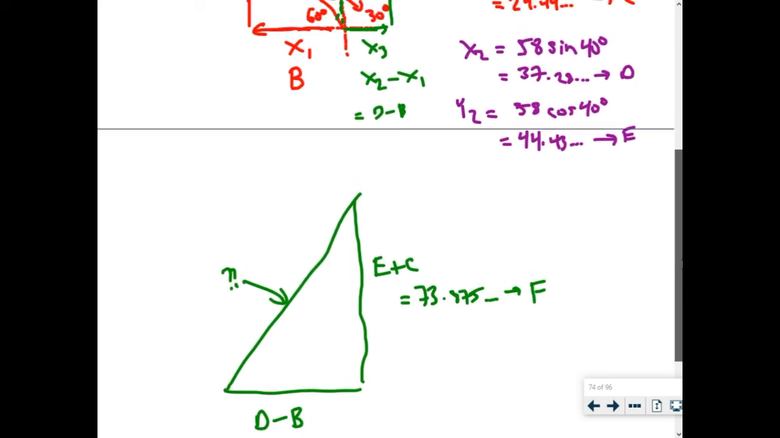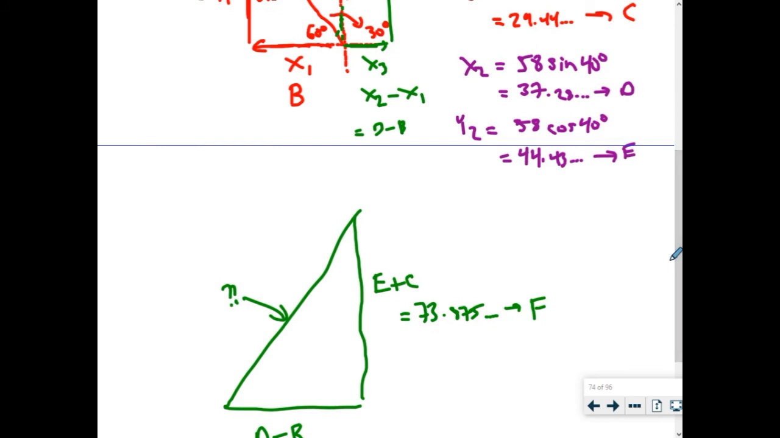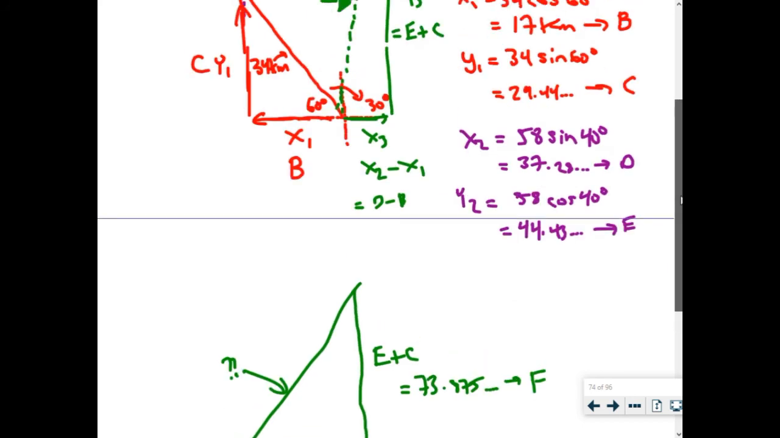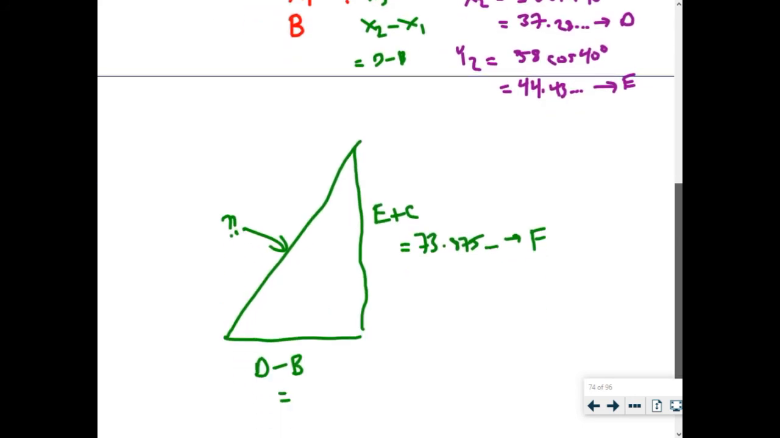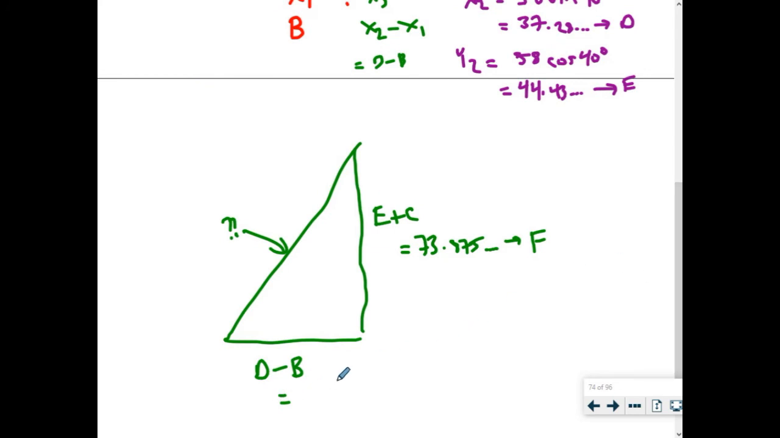Have to do the same thing with D minus B. So D was my 58 sine 40 number, which should have been 37.28. That's D. I'm going to subtract B, which was 17. And so on this axis over here, on the x-axis, I have a net value of 20.28, etc. And I'll store that as G. So now I will store this as letter G.